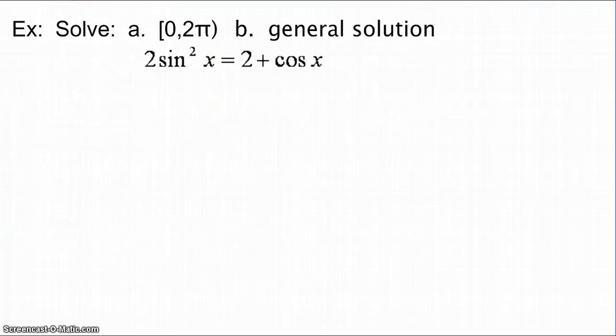Next one. Here, find the explicit and the general solution. 2 sine squared x equals 2 plus cosine x. Again, you're going to have to use a substitution or your identities. Here, you have fewer choices though. So try this on your own, pause the video, unpause it when you're ready to check your work or if you get stuck.